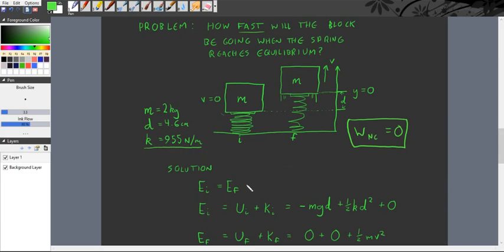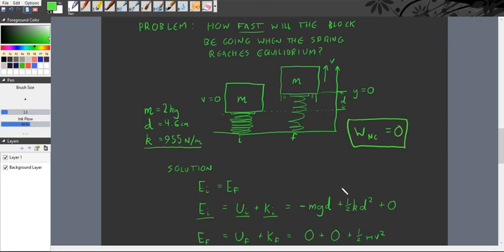Okay, to solve this problem, it's going to be pretty straightforward actually. So we know, since our non-conservative work is zero, that our initial total energy is equal to our final total energy. All right? So let's examine, first of all, our initial total energy. Well, that's just our initial potential energy plus our initial kinetic energy.